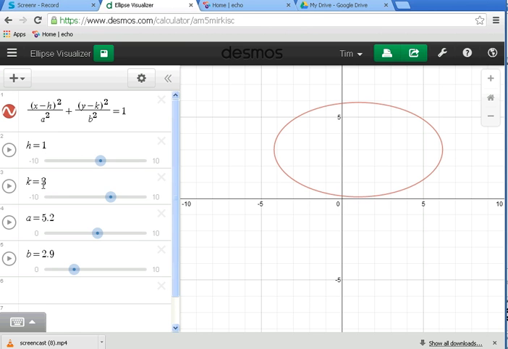So if h is 1 and k is 3, then the coordinates of the center of the ellipse are 1, 3, right exactly there. The center of the ellipse has the coordinates h, k.